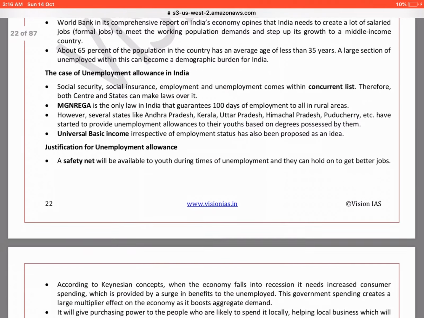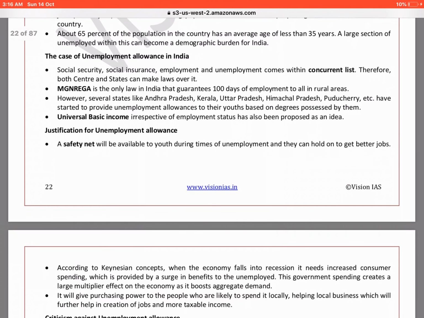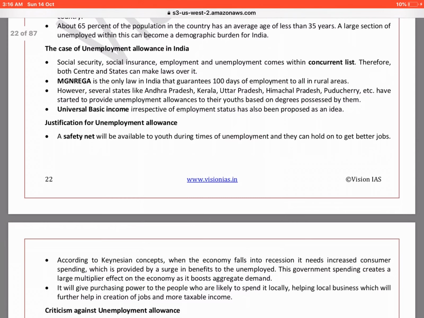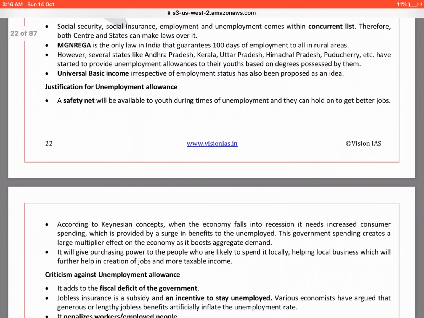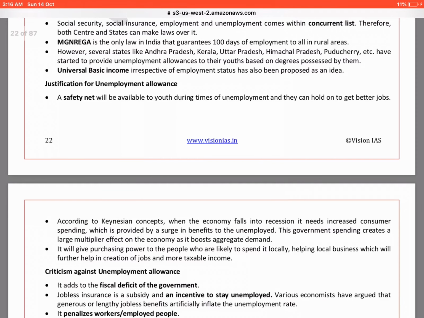The case of unemployment allowances in India: these are social insurance and social security allowances. Employment and unemployment come under the concurrent list. Since they are in the concurrent list, both the center and the state can make laws on it. MGNREGA is the only law in India that guarantees 100 days of employment to rural areas. However, several states like Andhra Pradesh, Kerala, Uttar Pradesh, Himachal Pradesh, Puducherry have announced unemployment allowances to the youth based on the degree they possess.